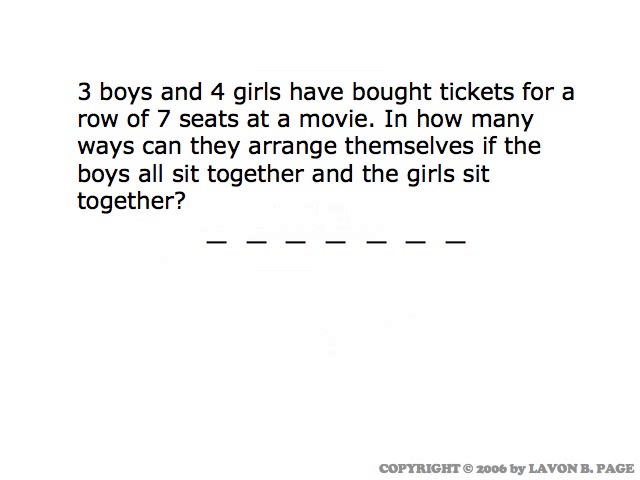Now let's change the rules a bit and ask how many ways of doing it if the boys are all going to sit together and the girls are all going to sit together. One way you might start to think about this situation is to say, well, if the boys are going to sit together and the girls are going to sit together, then we either have to put the boys on the left end and the girls on the right end, or vice versa, girls on the left and boys on the right.